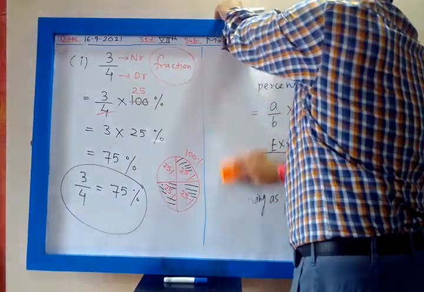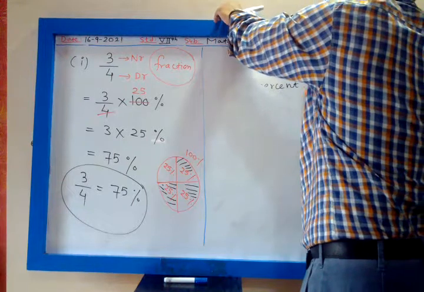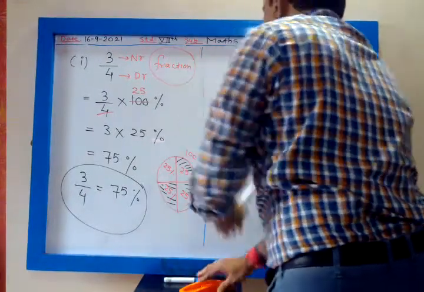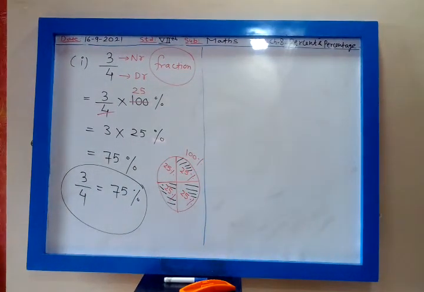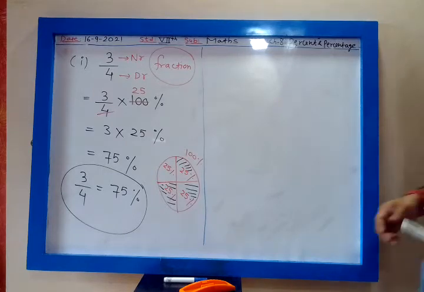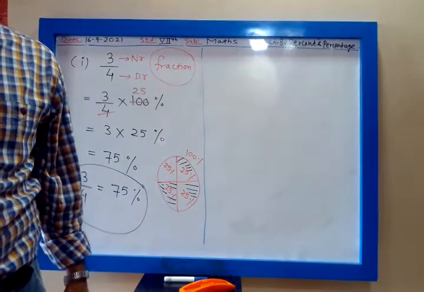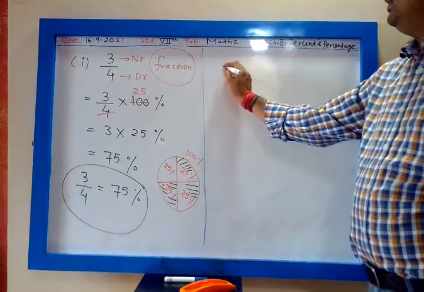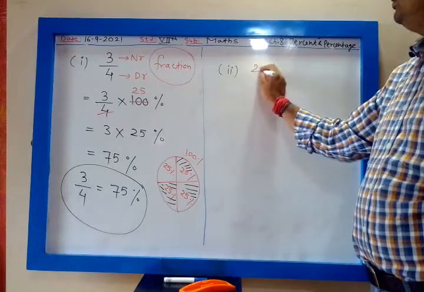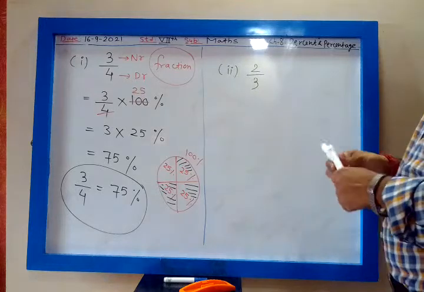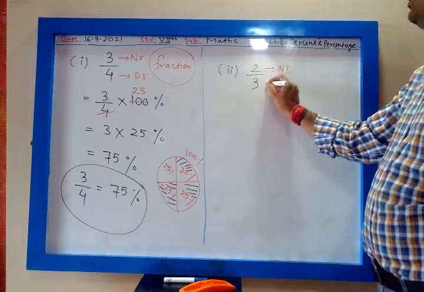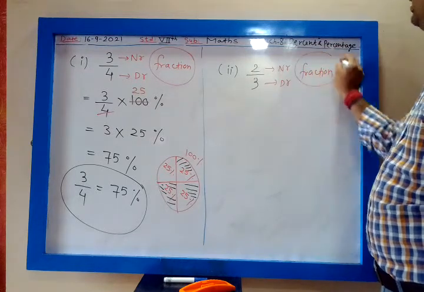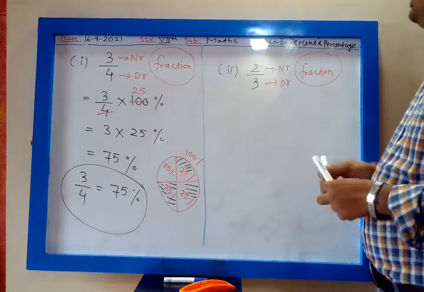So whenever you are given a fraction, then to convert the fraction into percent, we multiply by 100. That's simple logic. Second, 2 by 3. What is 2 by 3? It is a fraction, yes or no? 2 is my numerator, 3 is my denominator. So it is a fraction, correct? Now we want to convert this fraction into percent.